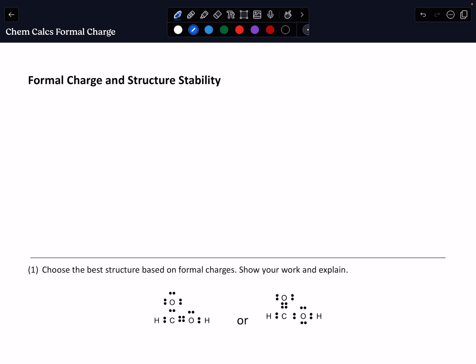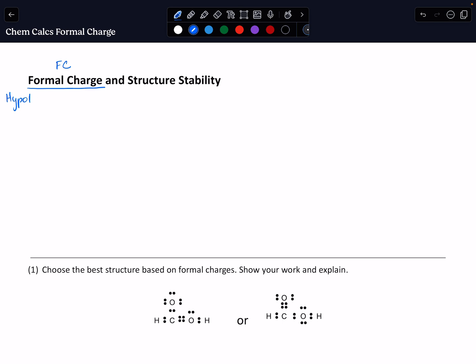This screencast is going to look at how to determine the formal charge on an atom within a molecule and how we can use the formal charges of the atoms to determine the most structurally stable molecule. All right, so let's start with this formal charge. We're going to represent that with FC in our formula in just a minute.